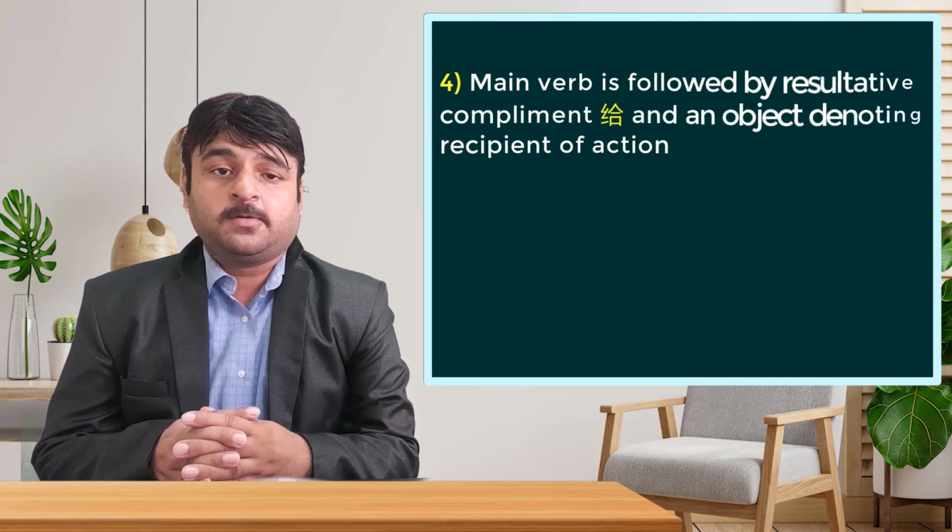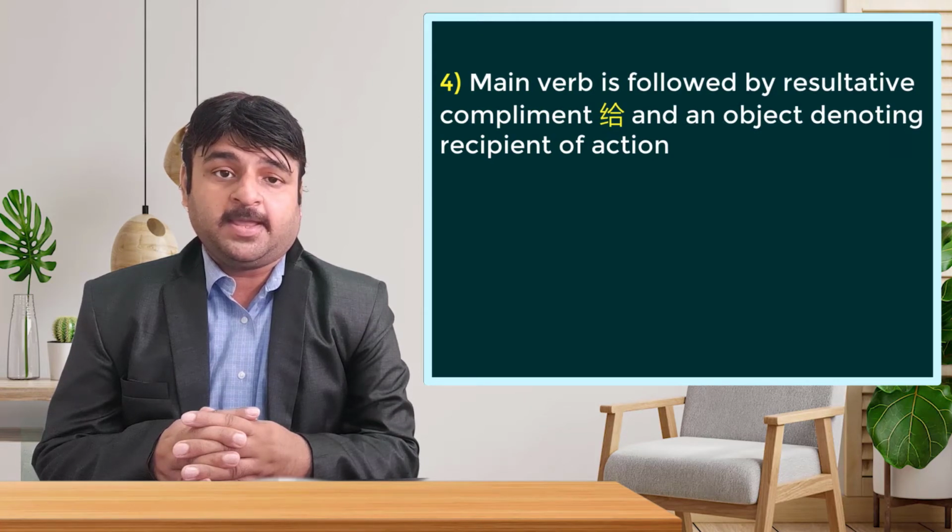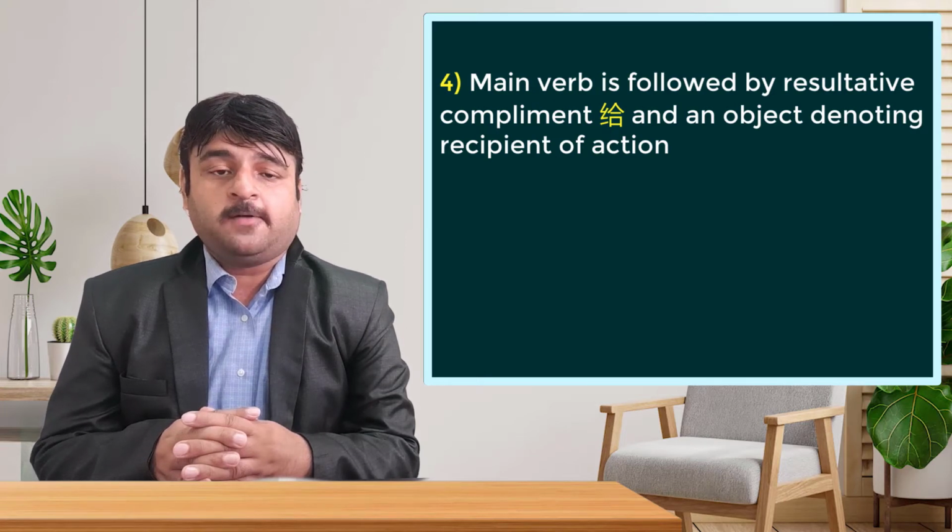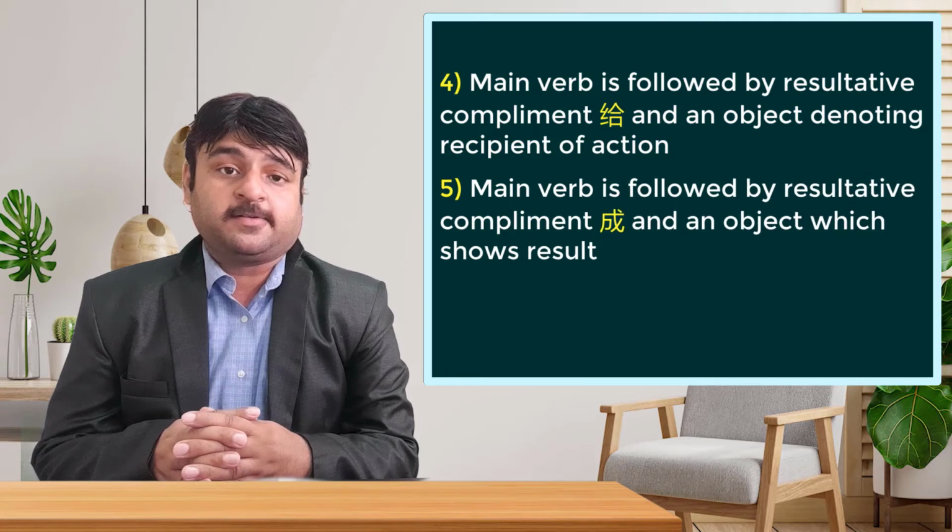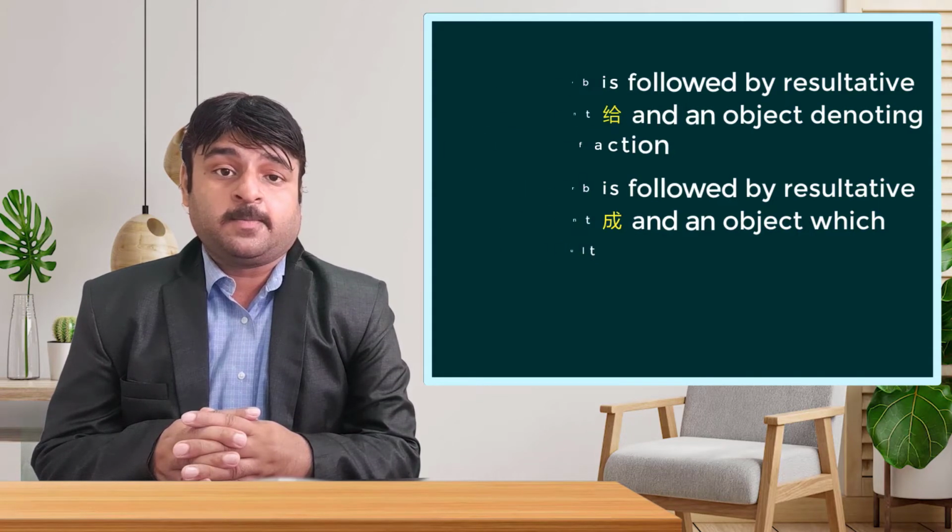Number 4. When the main verb is followed by resultative complement gei and an object denoting the recipient of action. And finally, when the main verb is followed by resultative complement cheng and an object which shows result. These are the situations where we must use the ba structure to make Chinese sentences. In this lesson, we'll have a look at sentences where we apply these patterns. Let us first have a look at the sentences in the box to understand the ba structure.